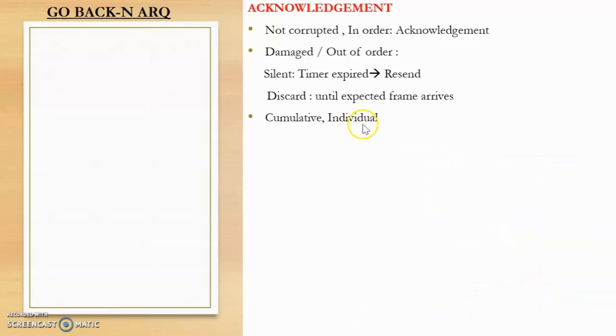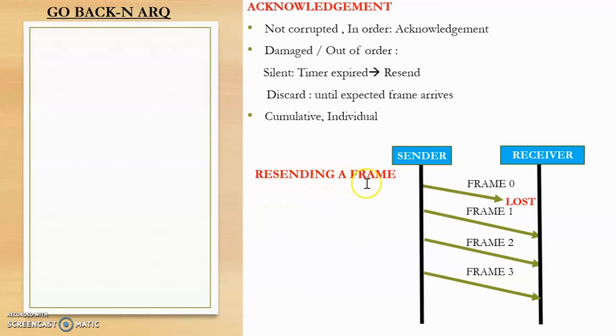Also, if required, the receiver can send individual acknowledgement. That is, the acknowledgement is sent for each frame separately, and acknowledgement is always sent for the next expected frame. Next, let us discuss resending a frame in Go Back N ARQ.